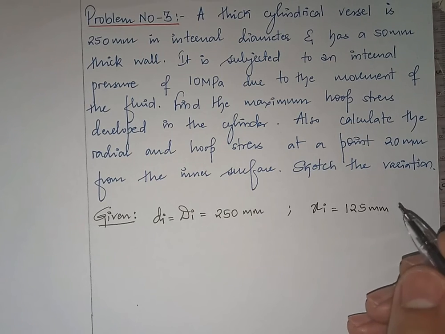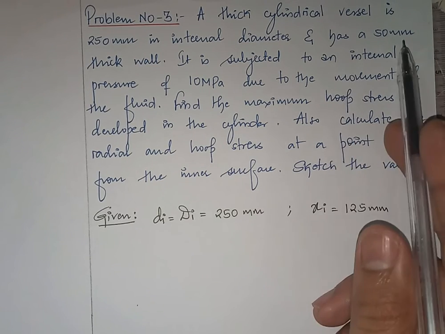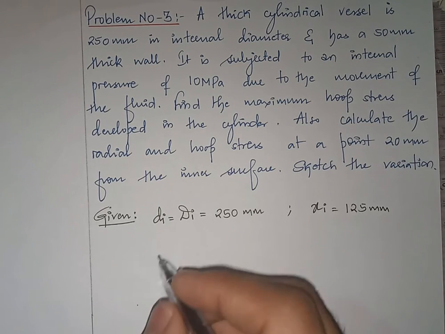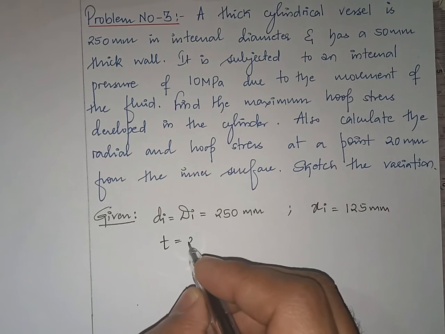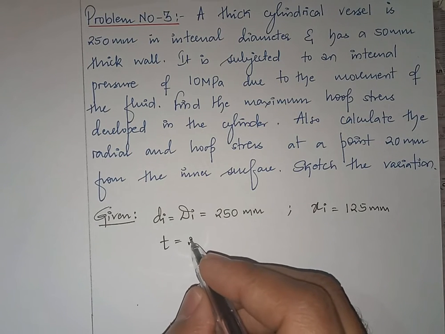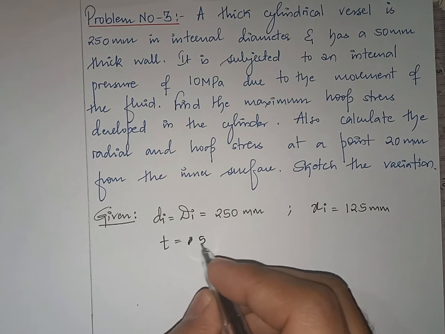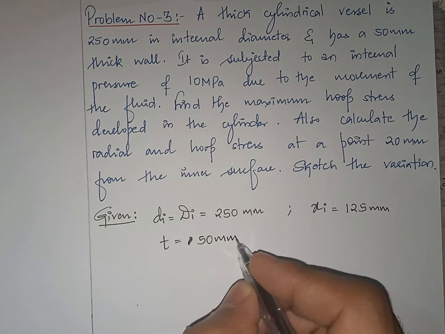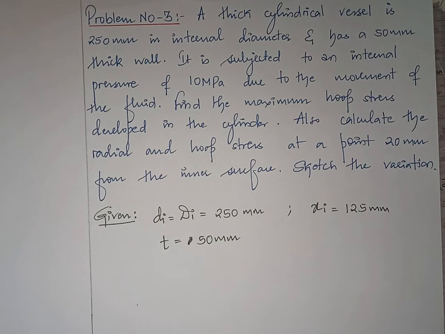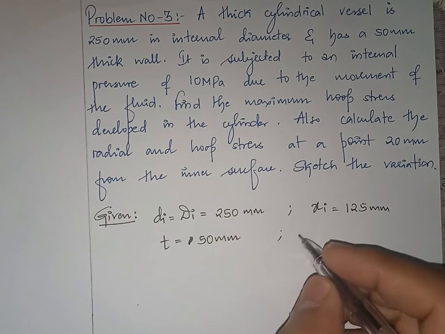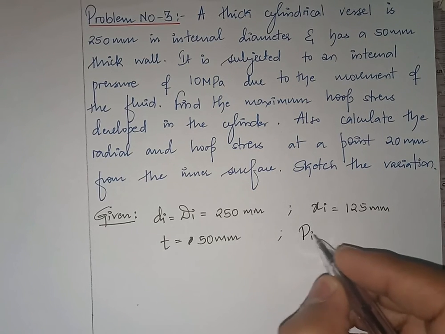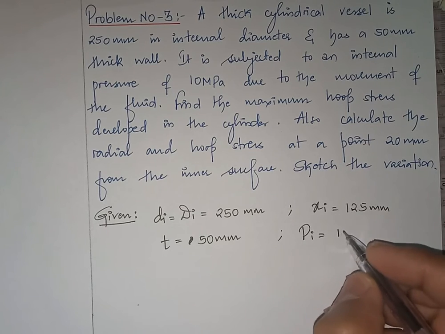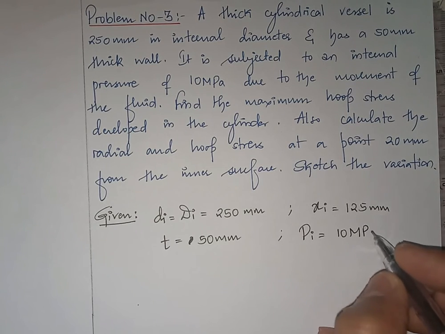mm. Next, it has 50 mm wall thickness. So wall thickness is 50 mm. It is subjected to an internal pressure of 10 megapascal. So internal pressure Pi is 10 megapascal.